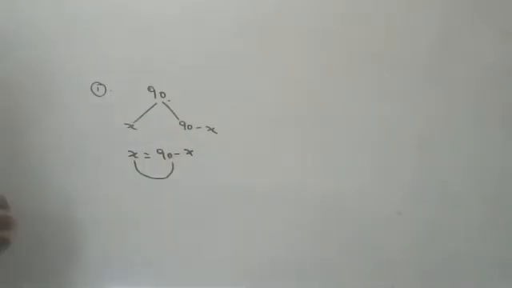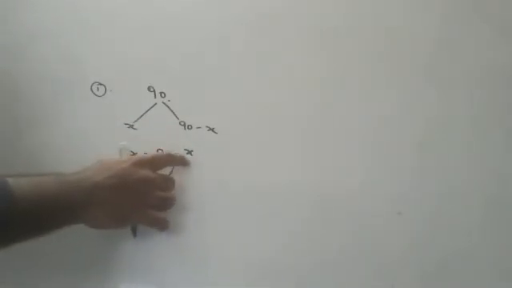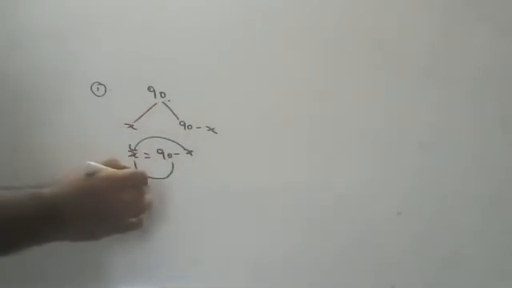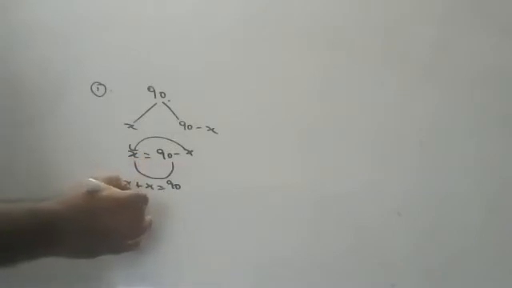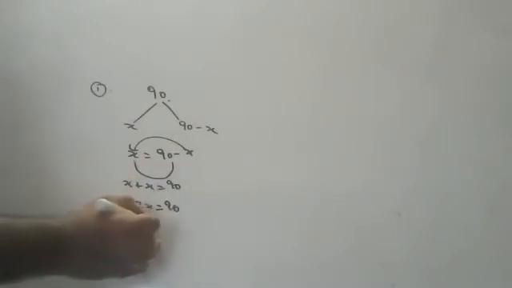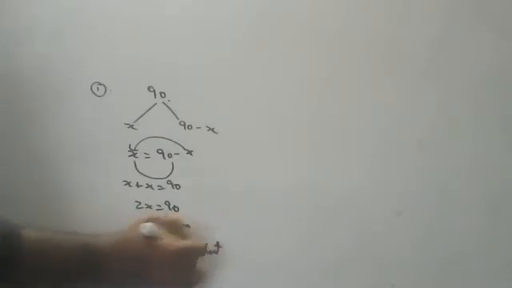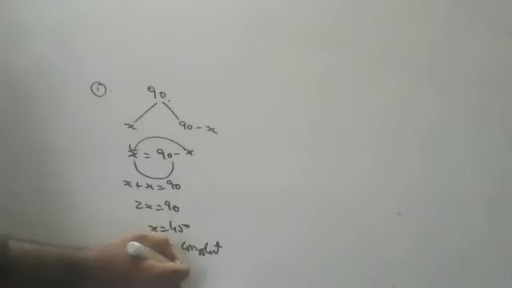Please listen. Find an angle which is complement of itself. Both are equal. So bring this here. x plus x is equal to 90. 2x is equal to 90. x is equal to 45. 45 degrees is complement to 45 degrees. Yes or no, children? 45 plus 45 is 90, no?